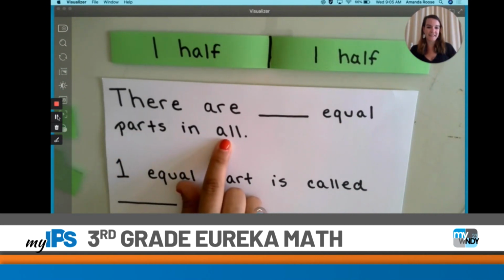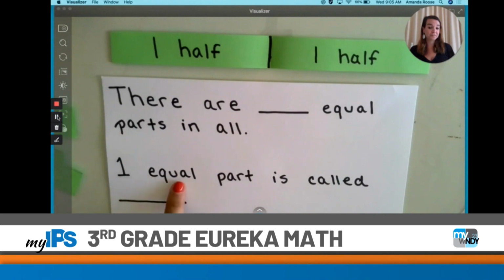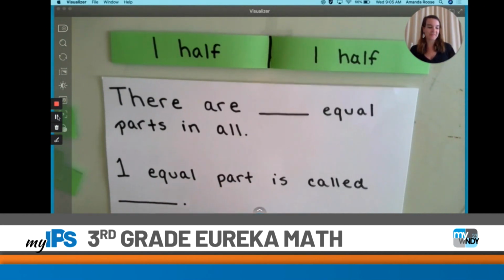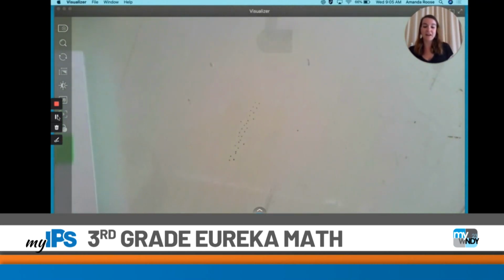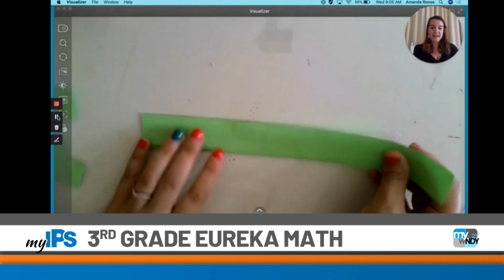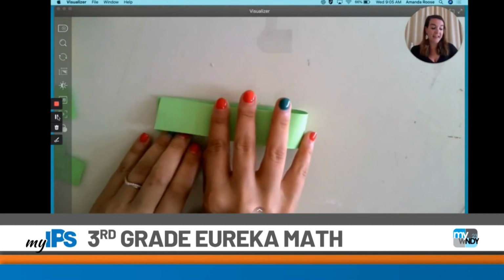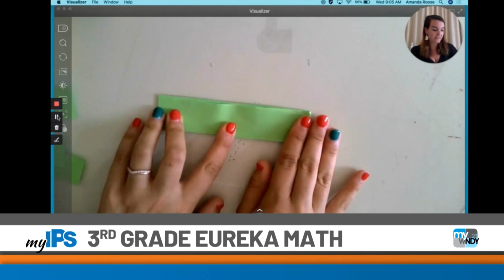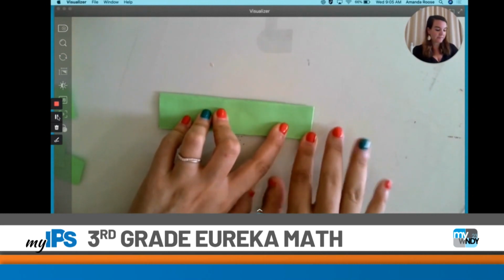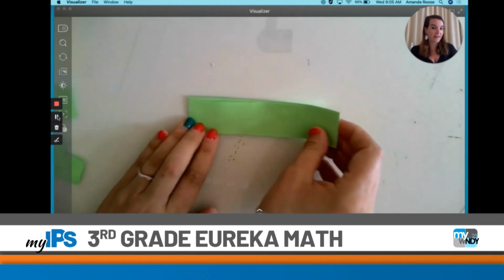Let's look at the next statement. Let's read it out loud. 1 equal part is called 1/2. Okay, let's take another one of our fraction strips. This time, we're going to fold it in half. And then we're going to fold it again.